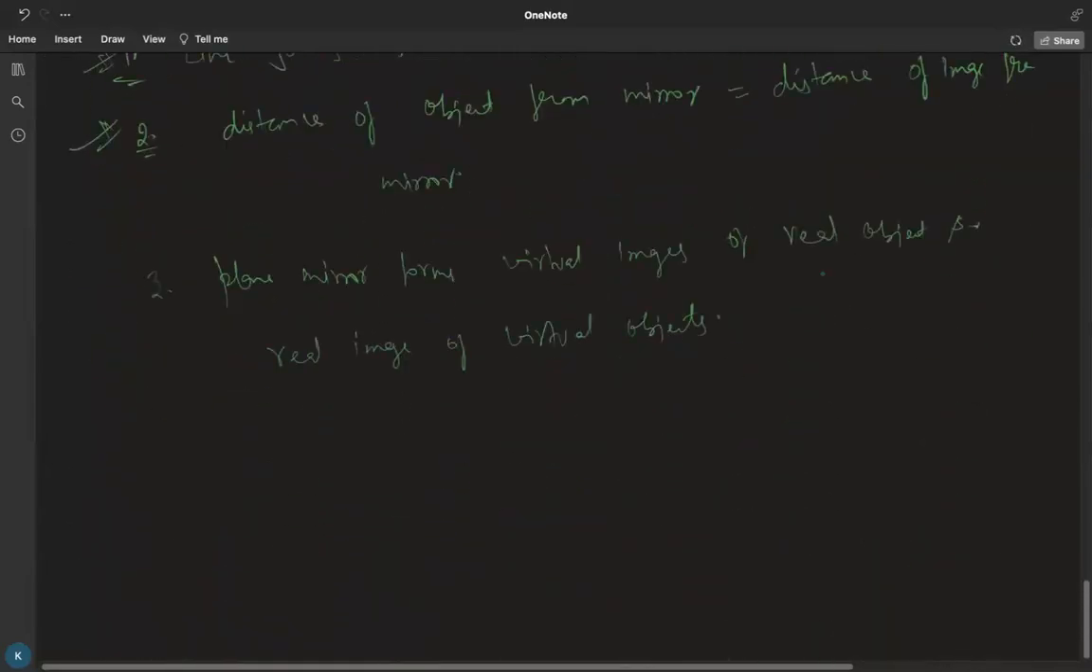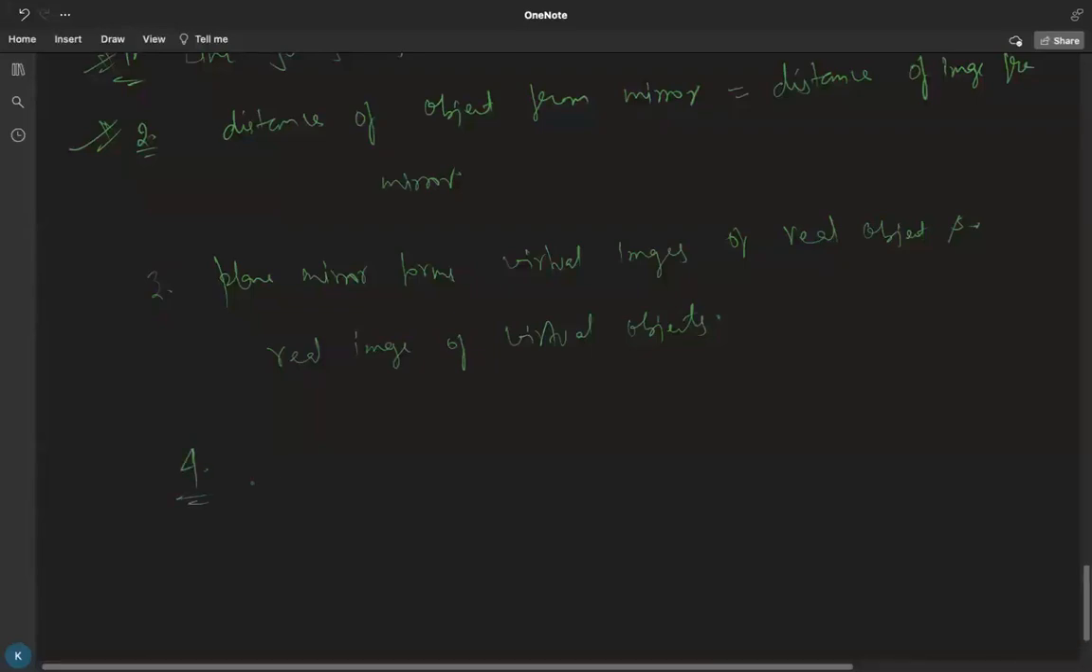Now, there's the thing that image formation is actually independent of the size of the mirror. The only condition is that the object should be in front of the mirror. Right. So let me write it here.